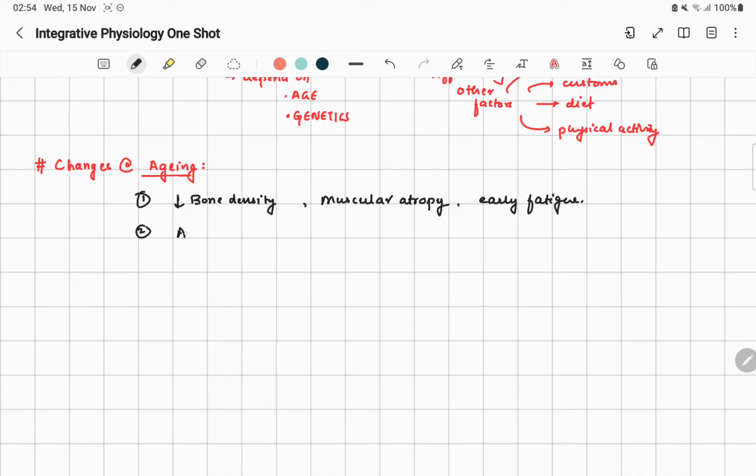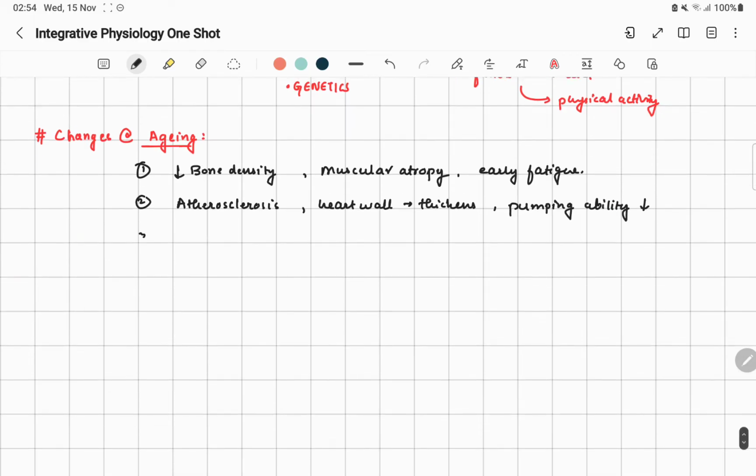Then we'll see in CVS, atherosclerosis. Then the heart wall thickens, and the pumping ability of the heart decreases.